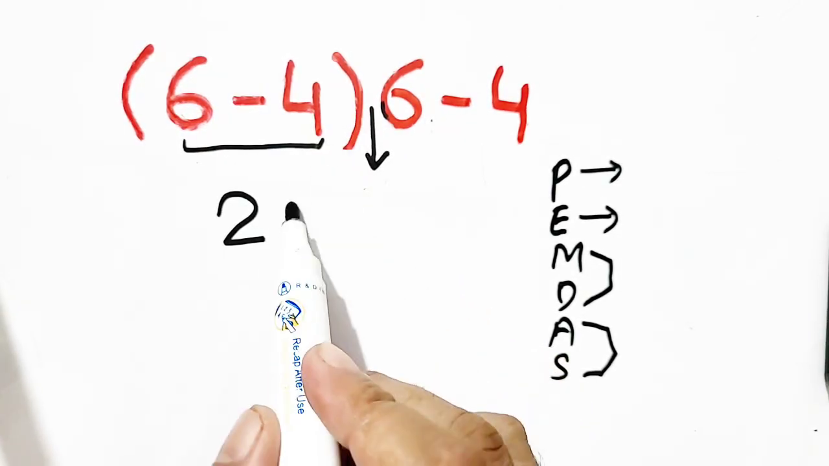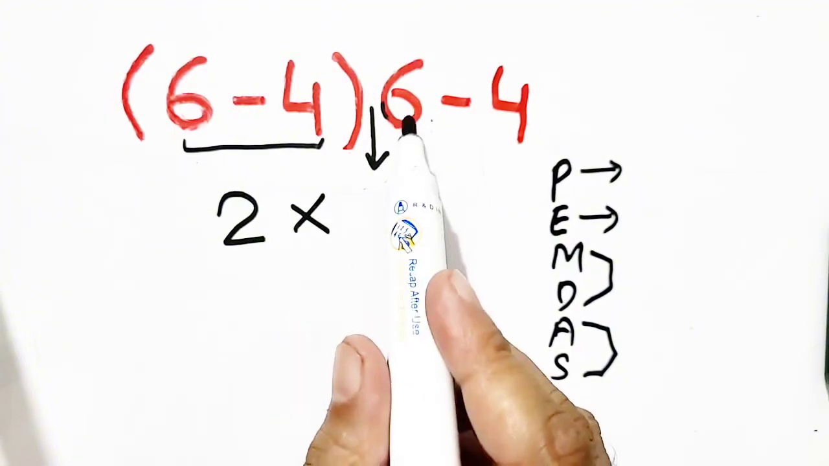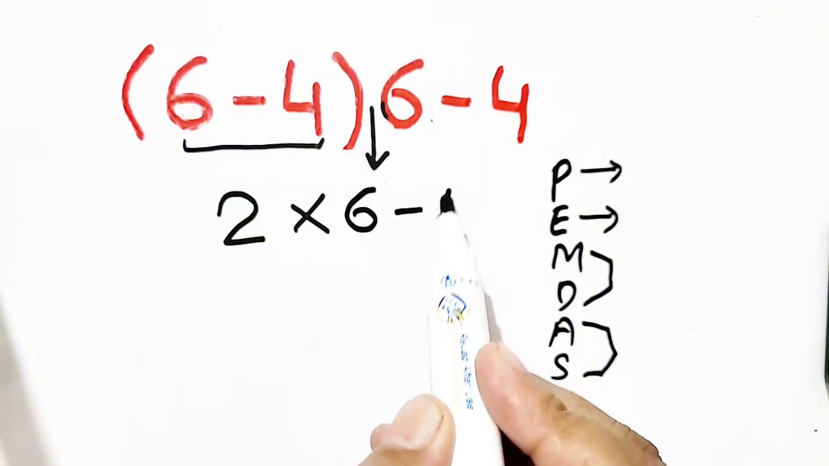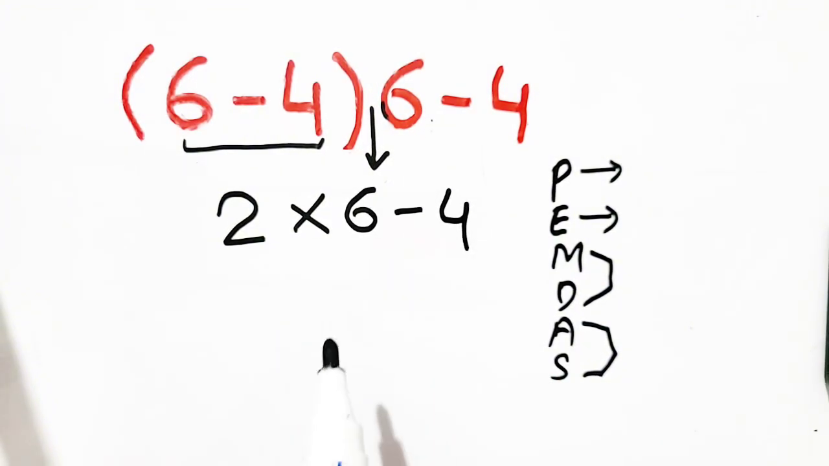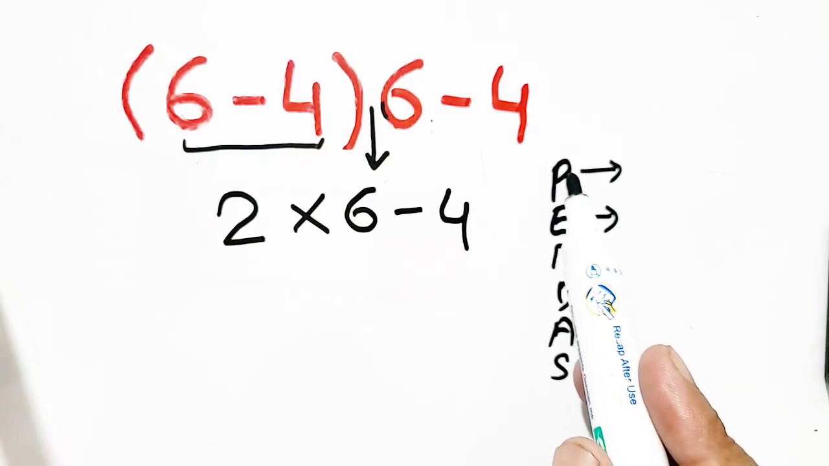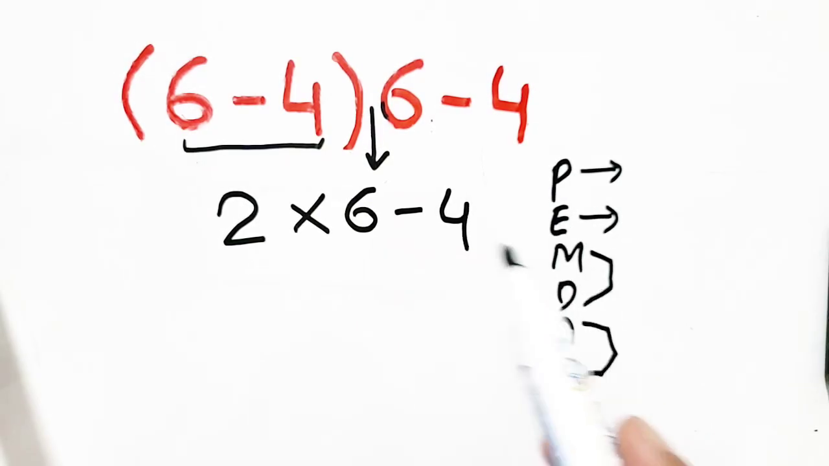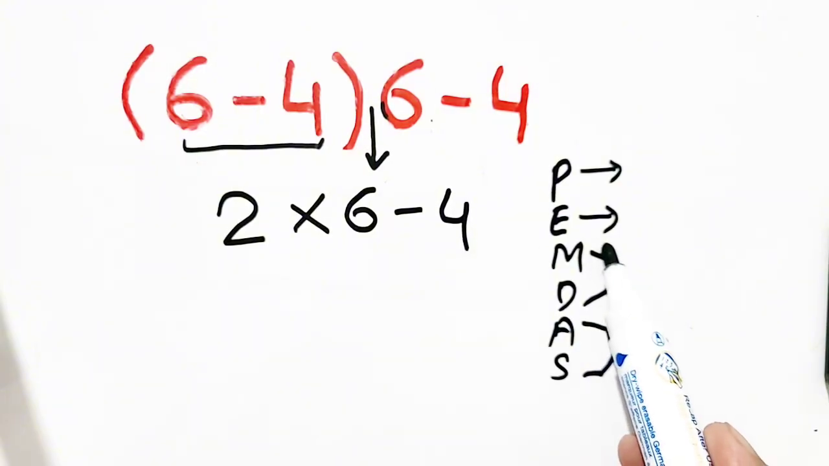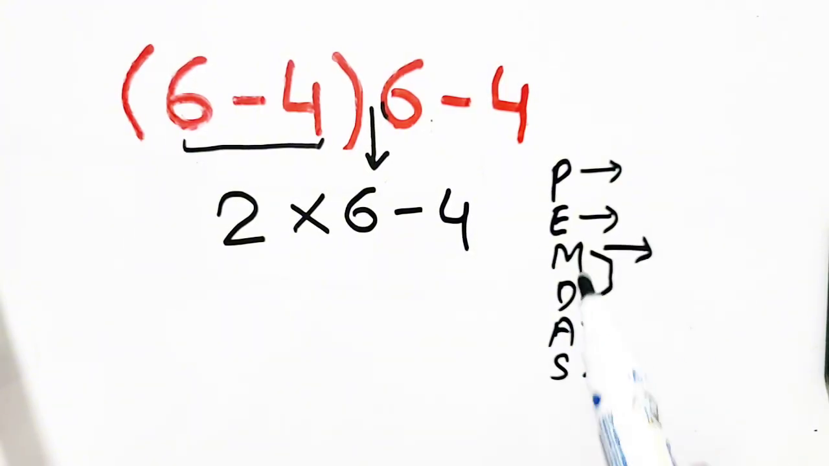so we will put a multiplication sign, then 6 minus 4. Okay, now according to PEMDAS, we have solved the parentheses. Exponent is missing in this question, so now it's time to multiply.